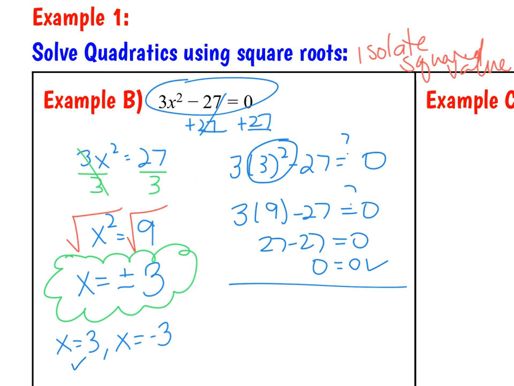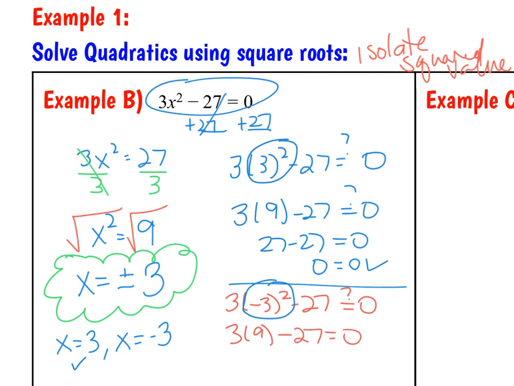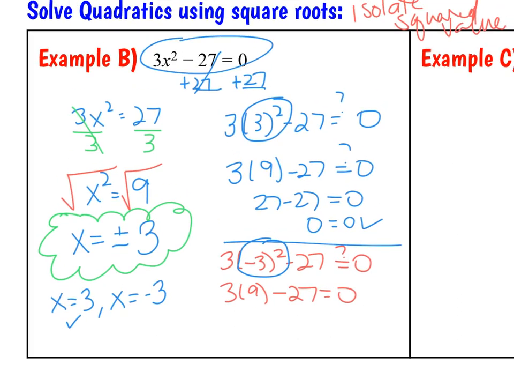Now let's go ahead and plug in the other value of negative 3. So 3 times negative 3 squared minus 27, does that equal 0? Again, we have to do the exponent first. Negative 3 times negative 3 is going to give us a positive 9. So you're seeing that it is the same as we got above. 3 times 9 is 27, and 27 minus 27 equals 0.